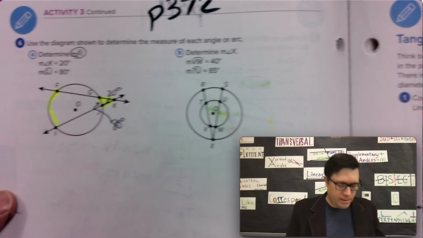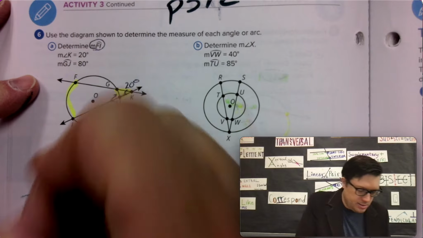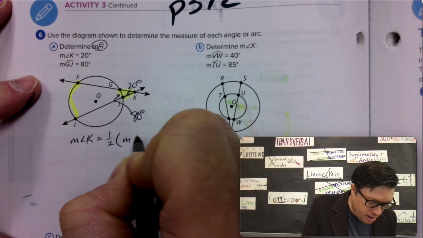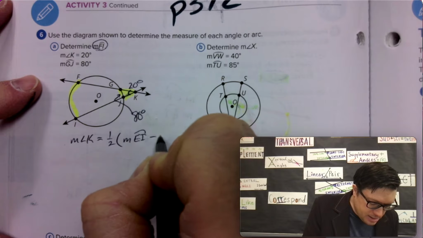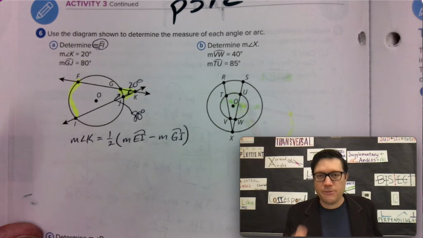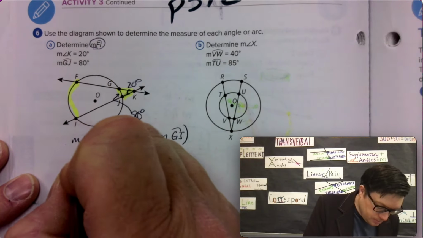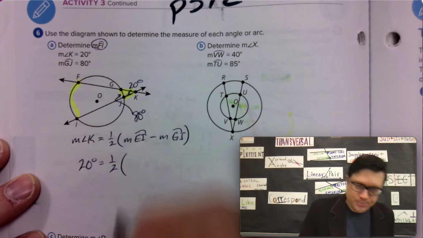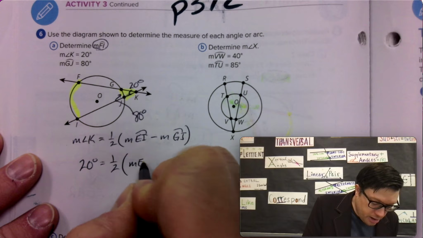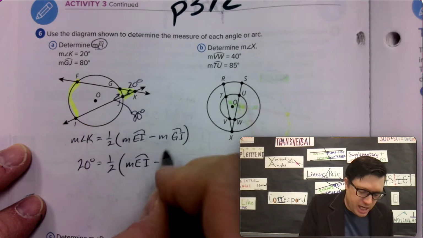So I'm going to set that up. I'm going to give you the full formula first, and then we can look at shortcuts. The measure of angle K equals 1/2 times the measure of arc EI minus the measure of arc GJ. Now I want to actually plug in the things we know. I know angle K is 20 degrees. The 1/2 is not changing. The measure of arc EI is what we're trying to find, and the measure of arc GJ is 80 degrees.